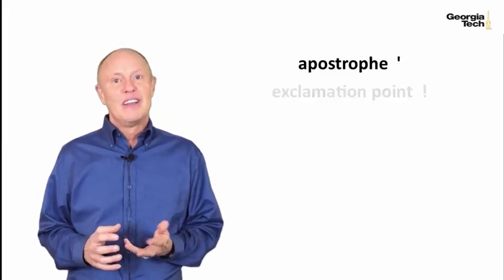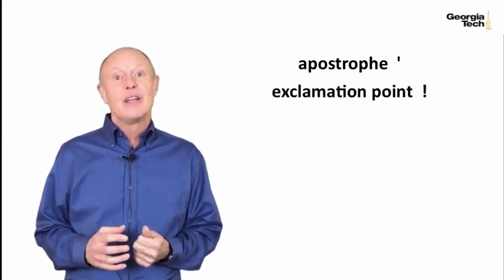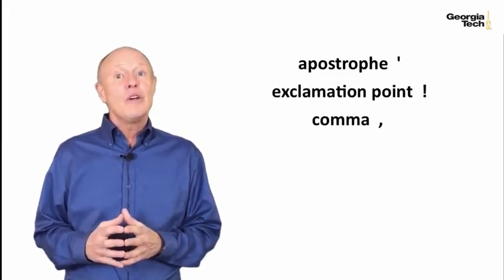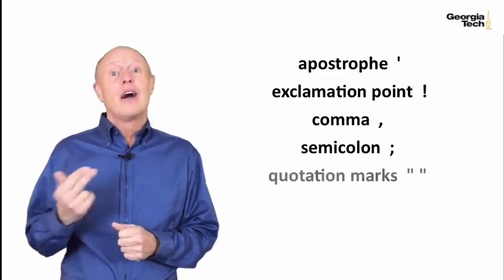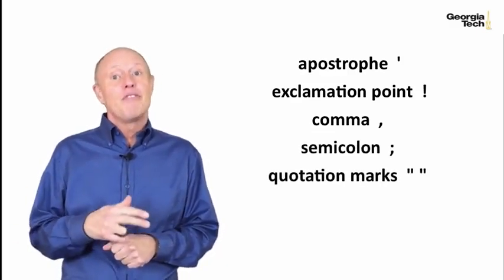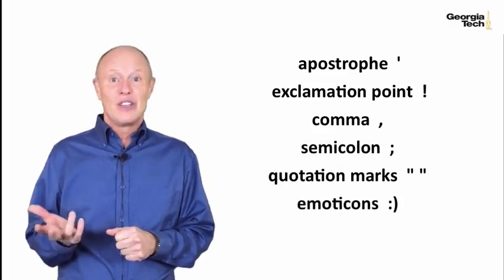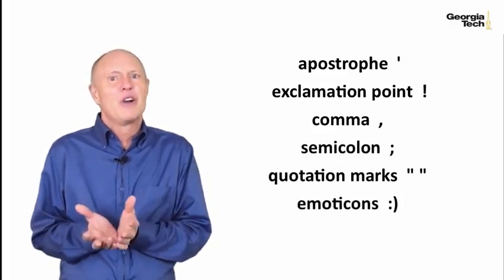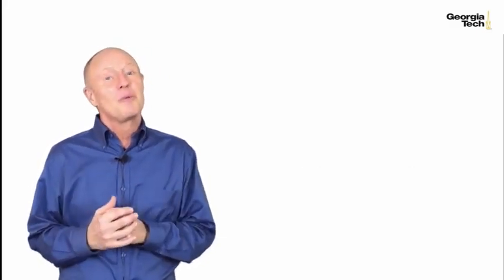So, we've now looked at how and when to use the apostrophe, not overusing the exclamation point, and where to place commas. We've also learned about the semicolon, how to use quotation marks properly, and finally, not using emoticons and text message type stuff in our emails. You should now be more comfortable with your punctuation.